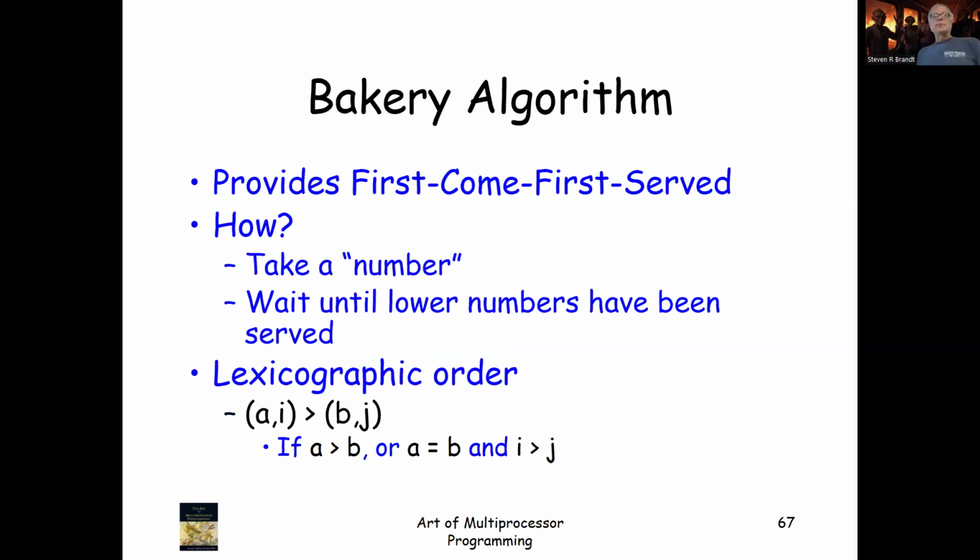Well, you're going to take a number and you're going to wait until the lower numbers have been served. To implement this, we're going to use what's called the lexicographic order. So I have a tuple of two integers, A and I, and B and J, and we want to compare them. If A is greater than B, then this is true. But if A is equal to B, then we go to the second thing and check whether I and J are equal. All right, make sense? Good.